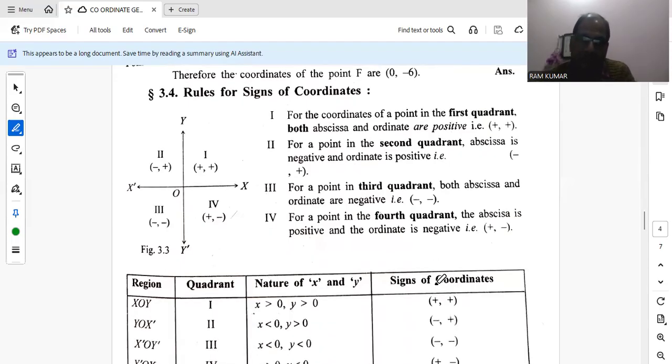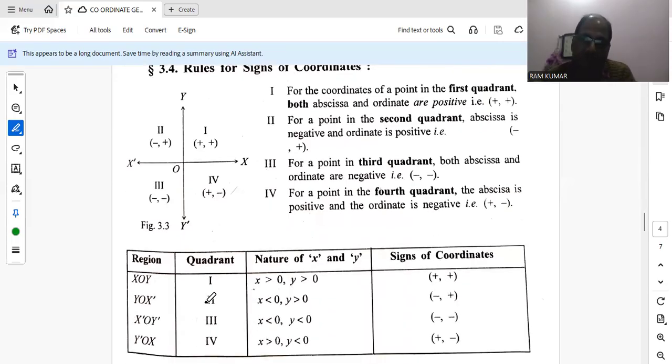After that, see this table. From the table also you can learn there are 4 quadrants, and the nature of x and y is given here. Greater than 0 means positive, or less than 0 means negative. So you can see by sign. Here x is greater than 0 and y is greater than 0. That means both are positive. So the point will lie in the first quadrant.